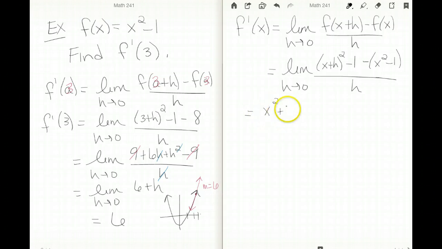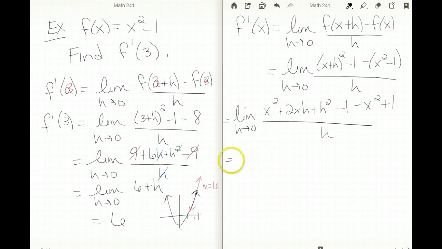And now we can expand things out. x squared plus 2xh plus h squared minus 1, and then minus x squared plus 1 for everything happening in this second part, all over h. Oops, and I forgot my limit out front. That's really bad. Remember, this doesn't turn into a tangent line if you don't have that limit out front, so that's really important.